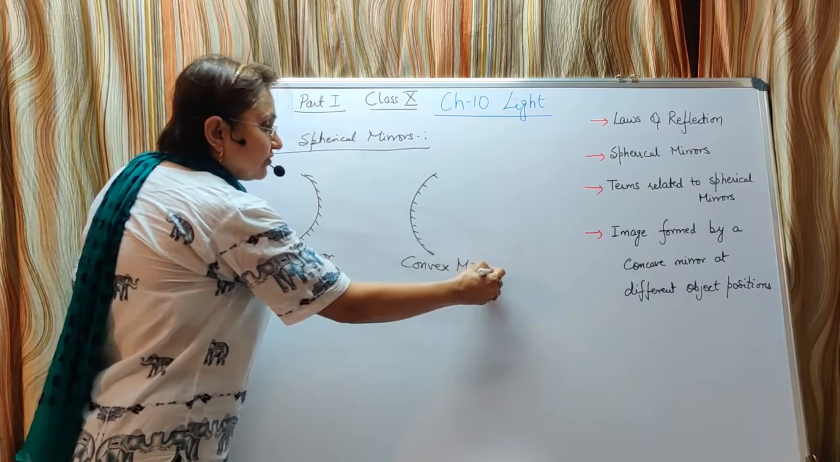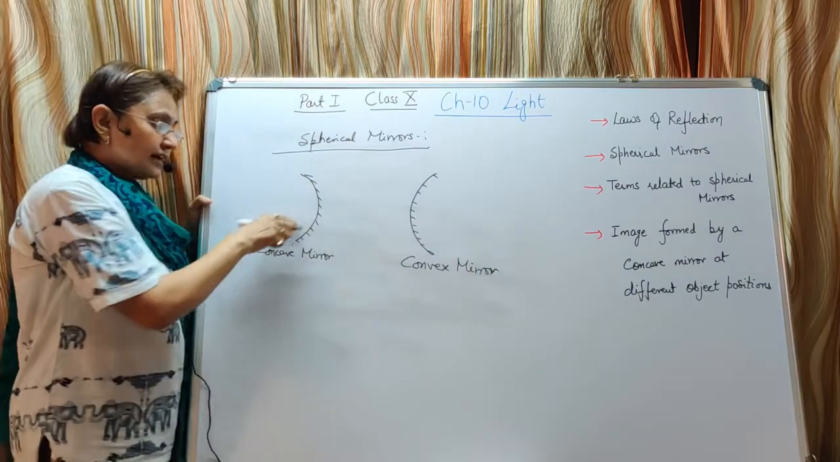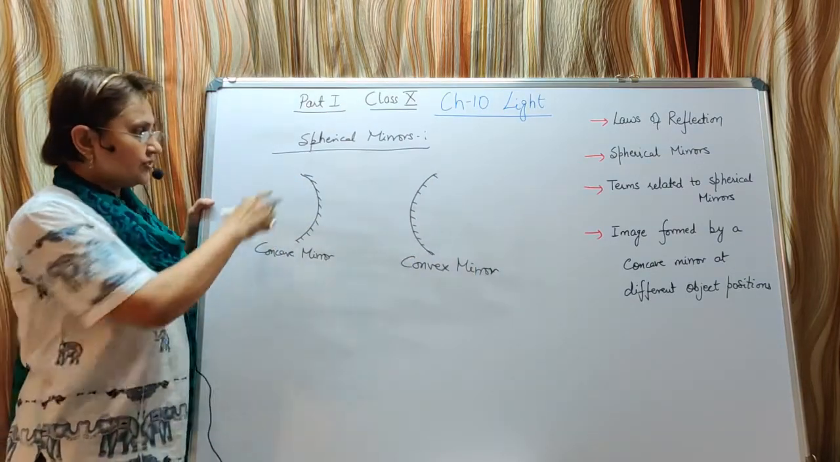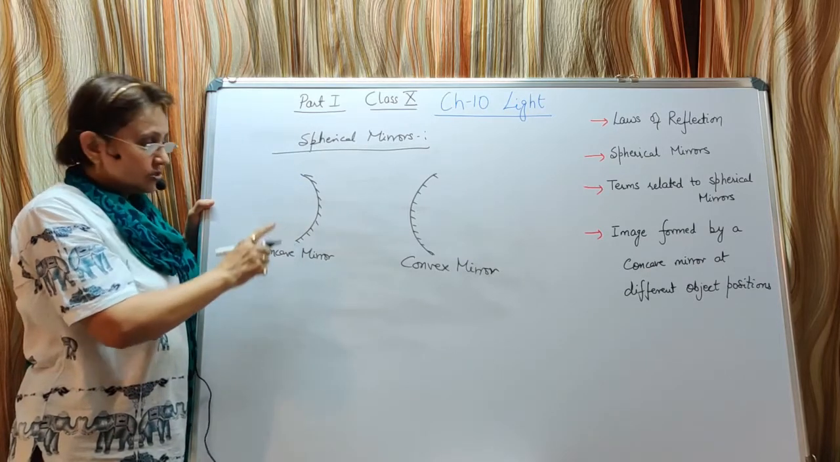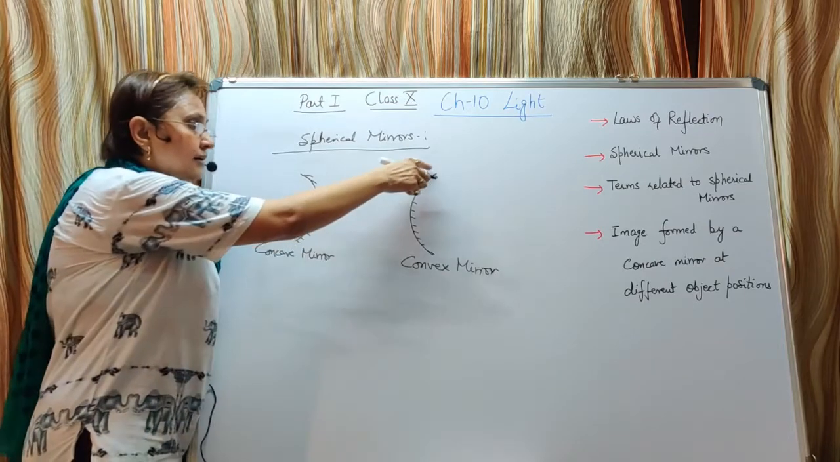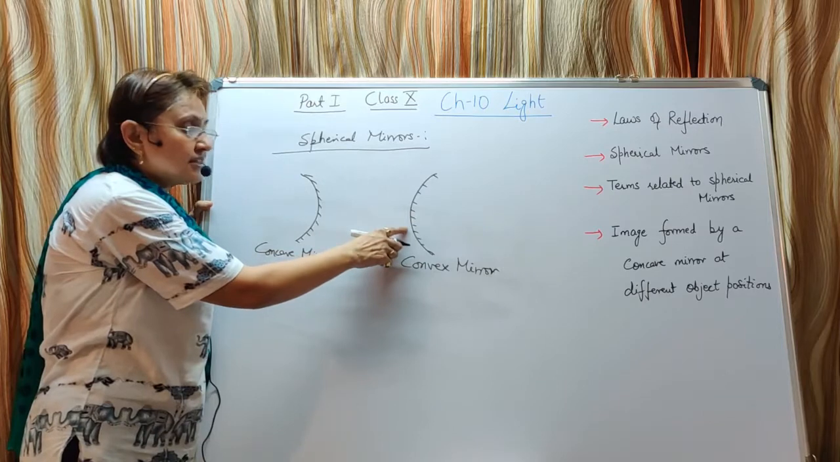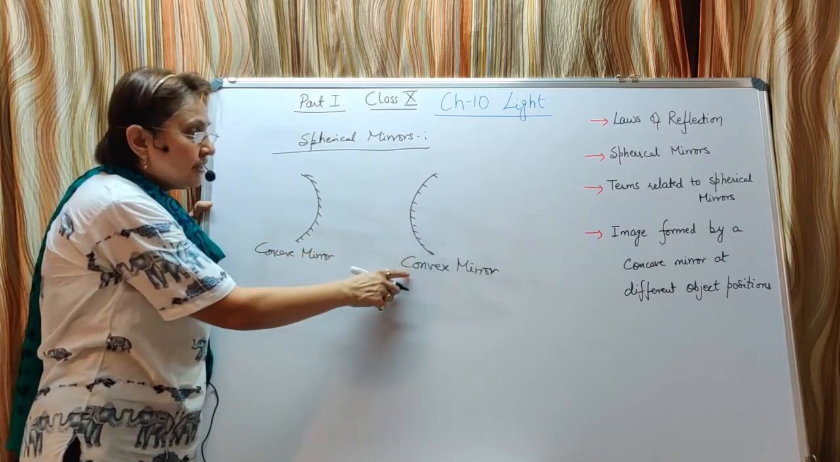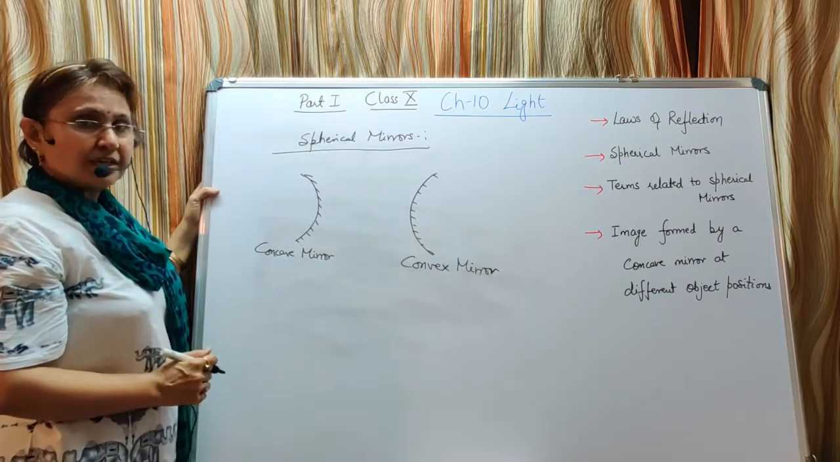So both are spherical mirrors, in which the reflecting surface is a part of a sphere. If the inner surface is the reflecting surface, such a spherical mirror we call a concave mirror, and if the reflecting surface is bulged out, the reflecting surface is outwards, such a mirror we call a convex mirror. So these are the two types of spherical mirrors.